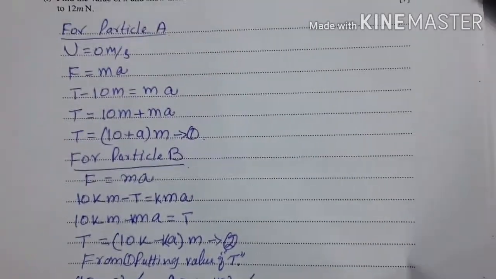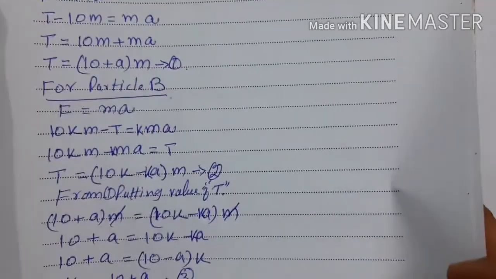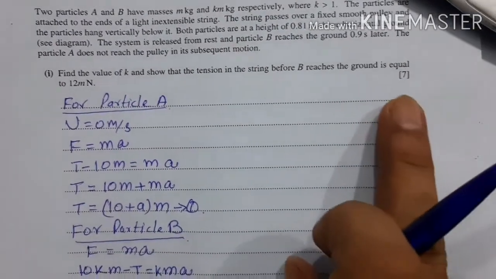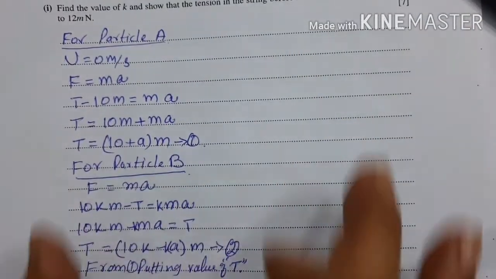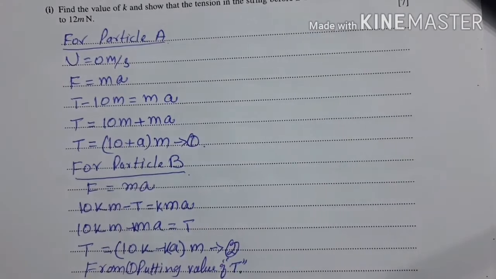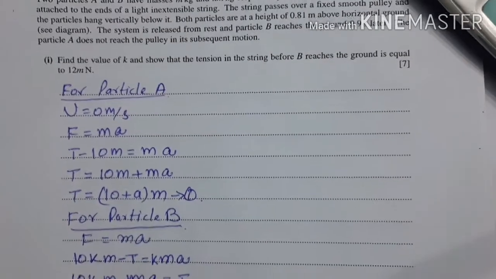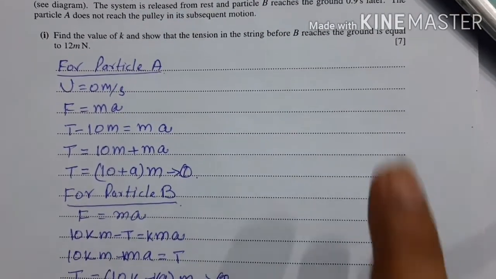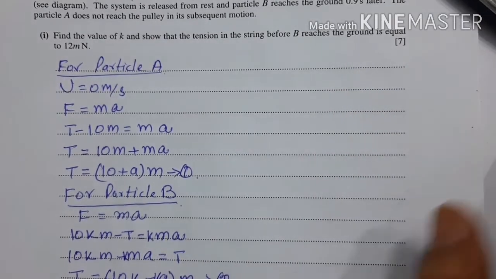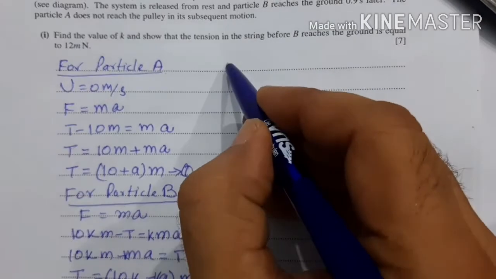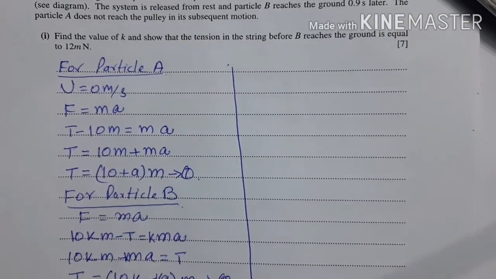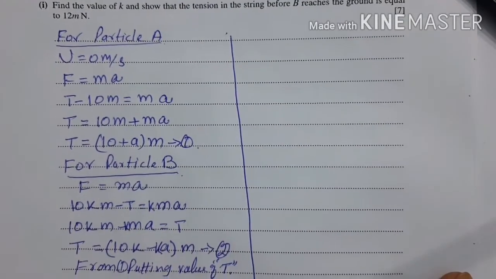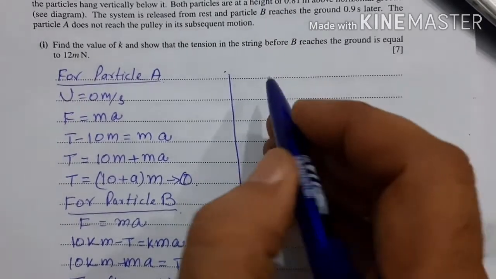So actually, look at the total marks, and I got only this small space for the working. So this is very unusual from the British Council. The total marks are 7, and the amount of space is very small. I have to squeeze in my question.